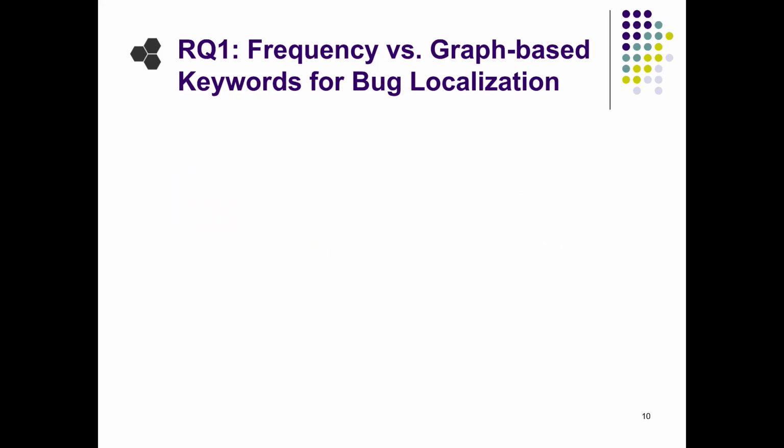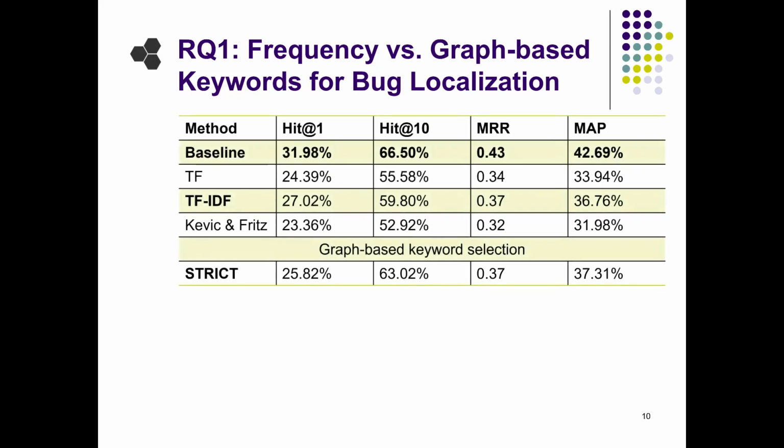Now, let's talk about our first research question. And these are the findings from our first research question. And what you can see is the performance of baseline search queries.